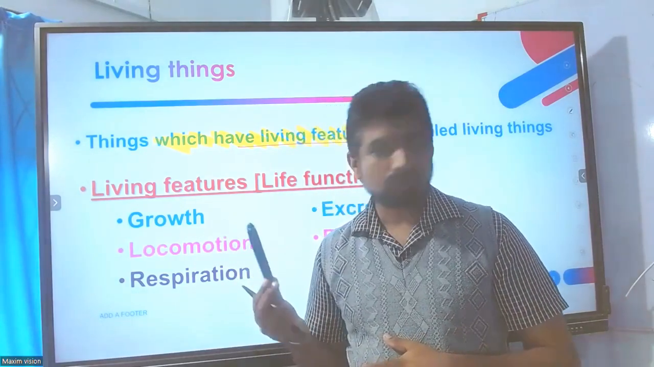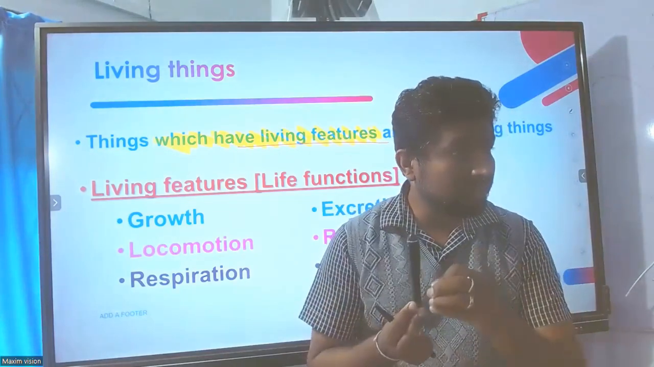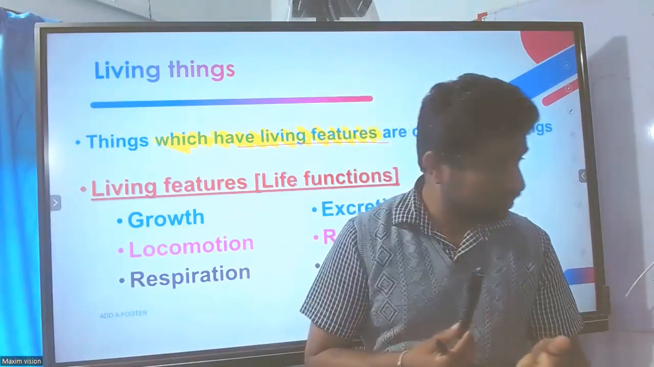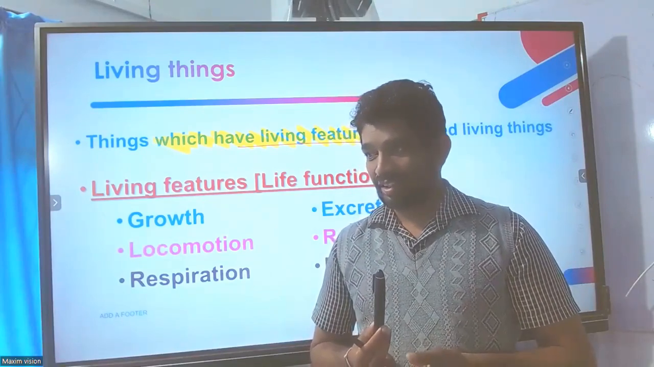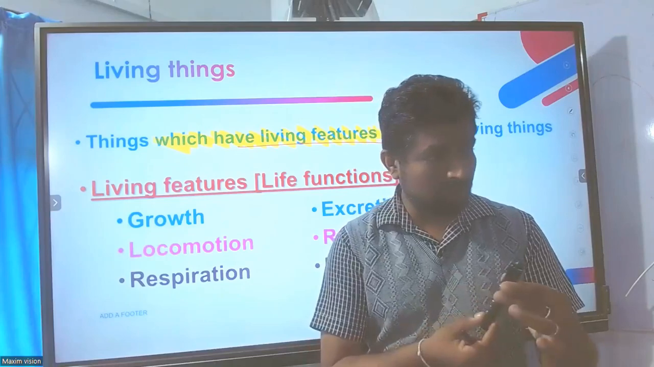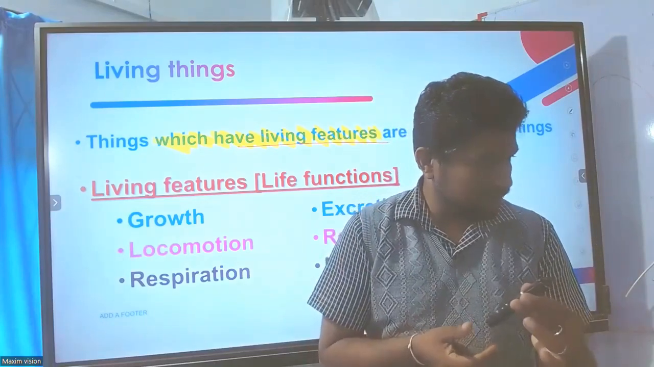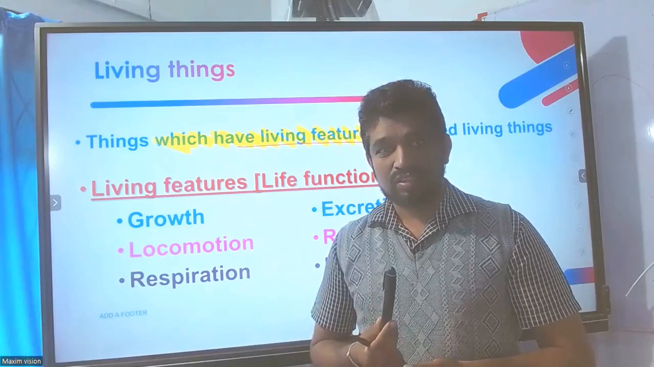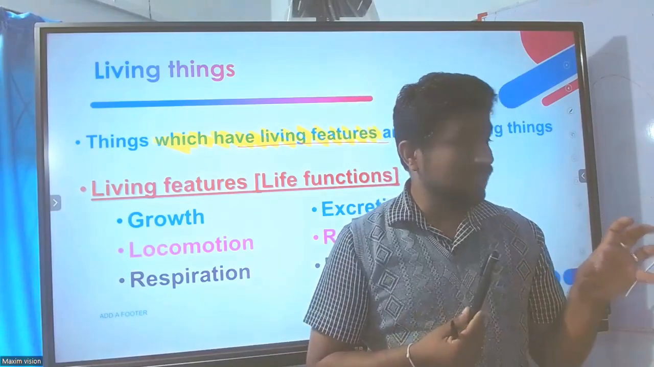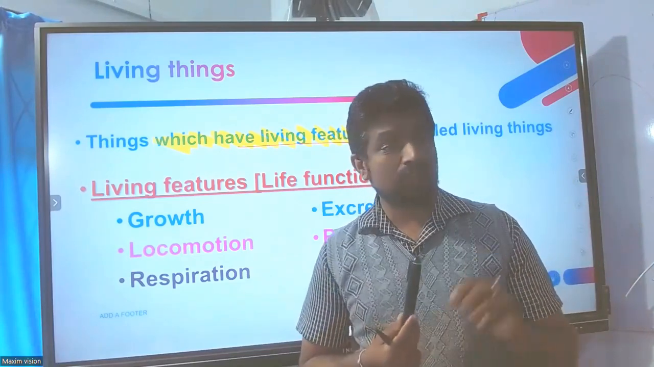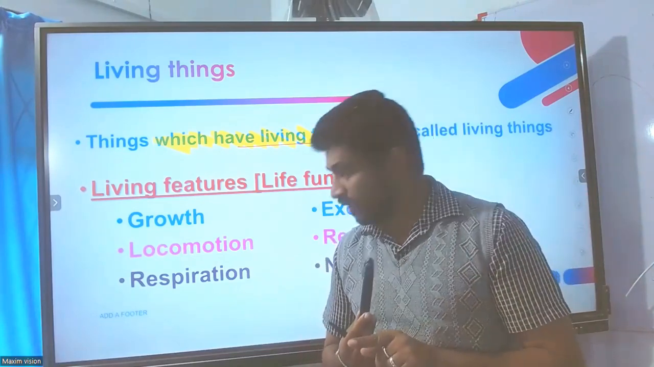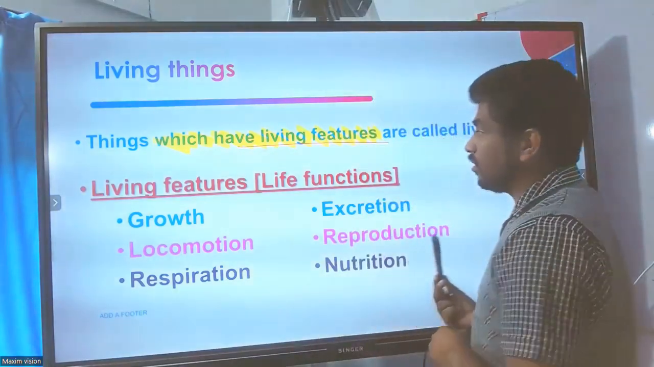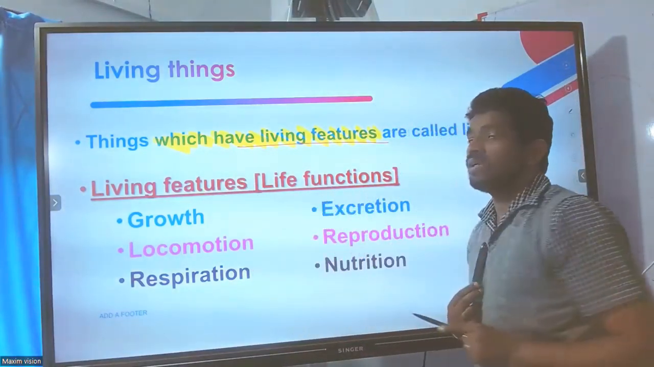Only that? Is it eating? No, no nutrition. Is it asking, may I go to the toilet? No, no excretion. Is it sensitive when I touch this one hard? Is it screaming, oh, I'm in pain? No, no sensitivity. Right? Now those features we can identify among living organisms are called life functions or living features. Now here you can mention living features or life functions.